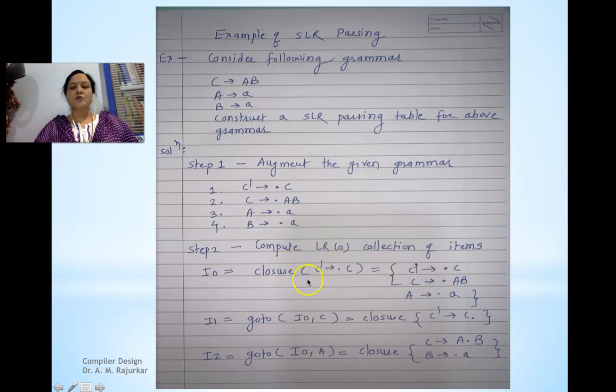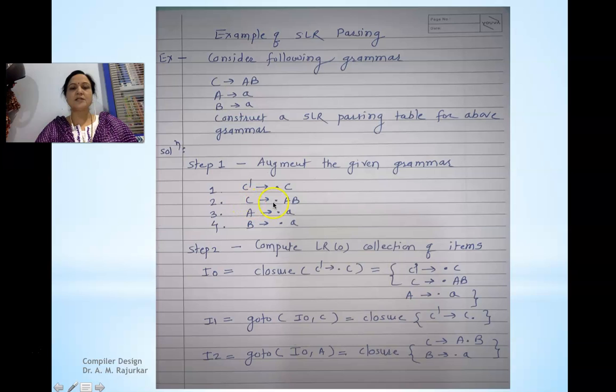When we compute the closure of C dash tends to dot C, what do we have to see after the dot? If a non-terminal is after the dot, then we have to add its productions from the given grammar. So the first production in the closure is C dash tends to dot C. After the dot a non-terminal is there, so we are going to add the C production.